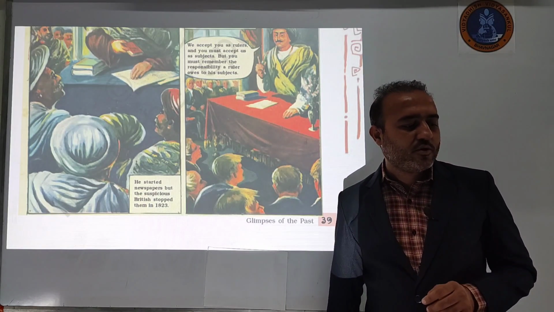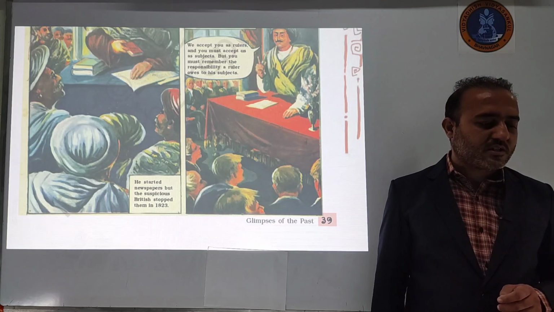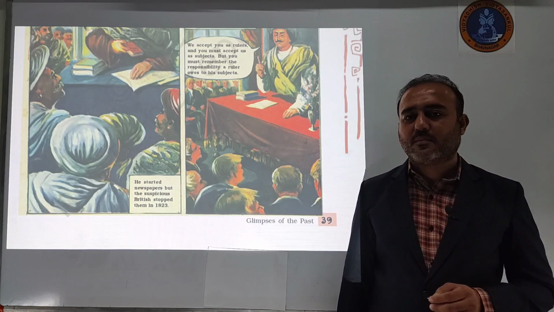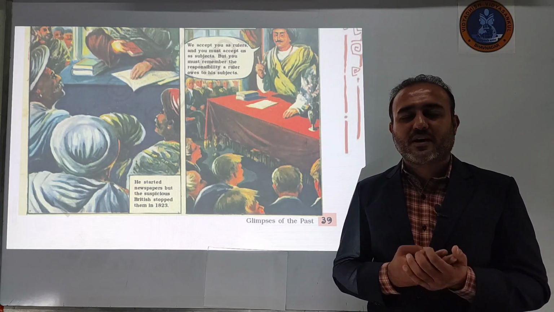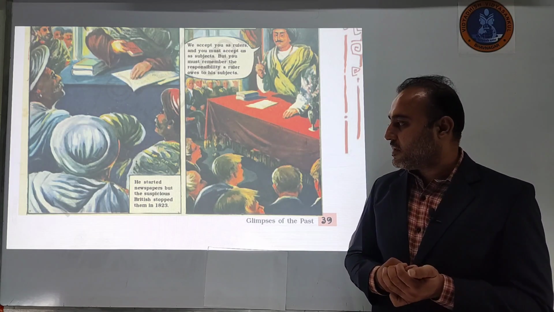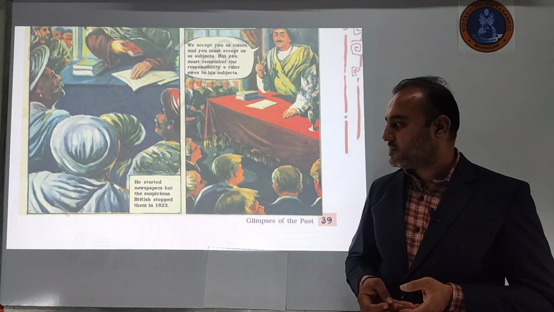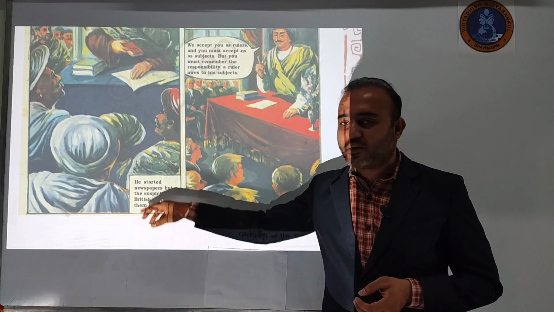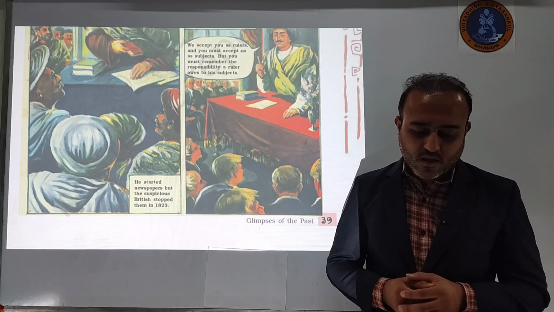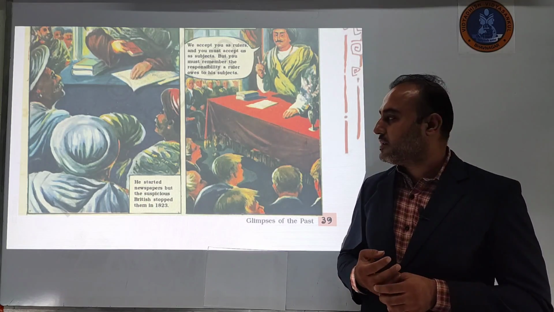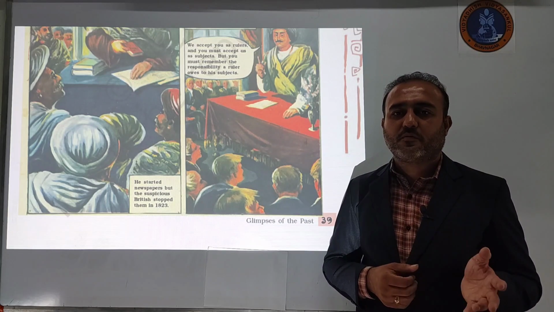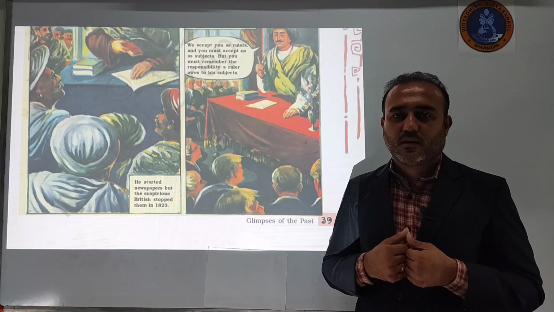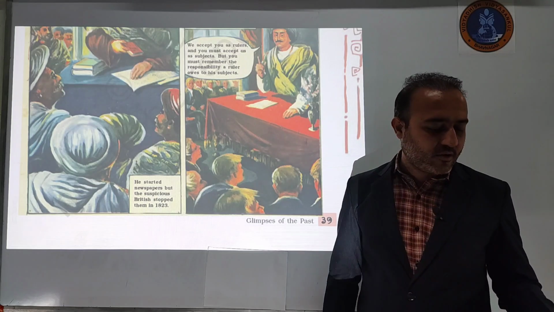He started newspapers, but the suspicious British stopped them in 1823. Okay. So he tried to bring awareness among the people of India. For that he started newspapers, but the Britishers became suspicious. Suspicious means doubtful. Okay. So they were doubtful that this person is trying to make the people of India against us. Okay. So they stopped that newspaper.